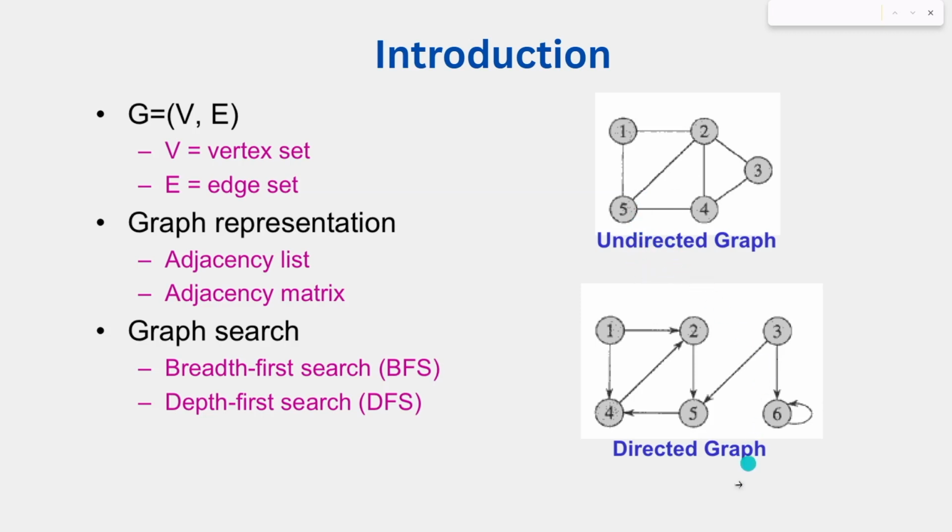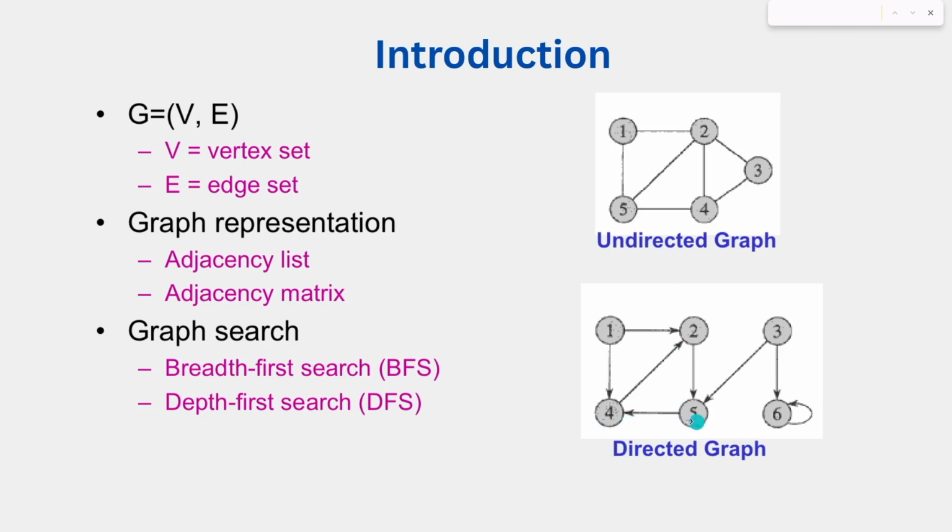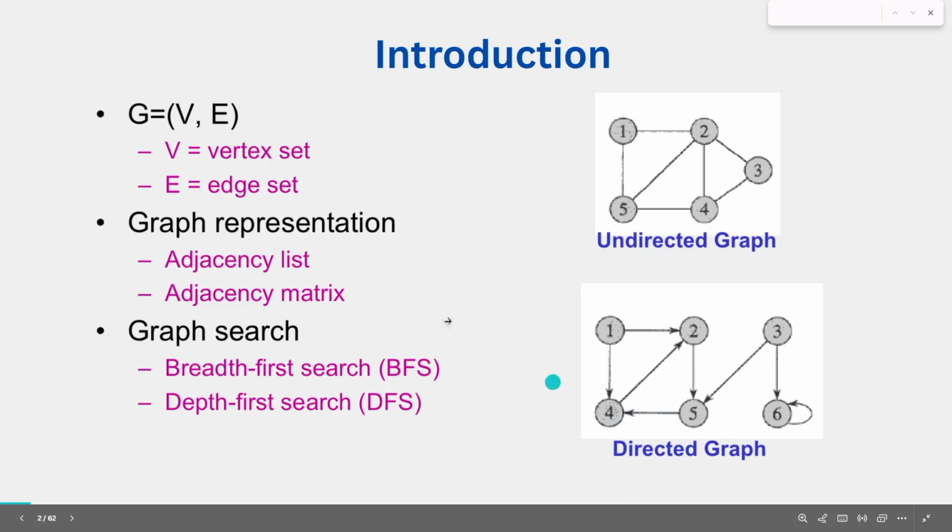On the other hand, in the figure that you see at the bottom, you could see the same graph where the edges between the vertices have some arrowheads that refer to the direction of flow, and so we call this kind of graph a directed graph.